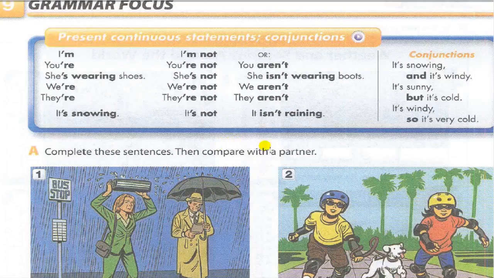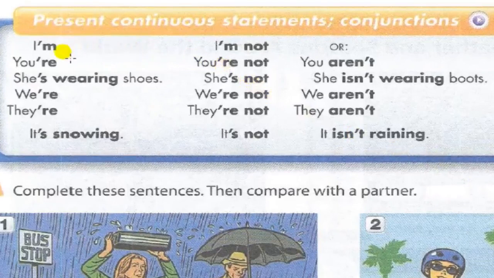Exercise number 9, present continuous. Page 26, exercise 9, grammar focus. Present continuous statements. Conjunctions. I'm wearing shoes. I'm not wearing boots. You're wearing shoes. You're not wearing boots. You aren't wearing boots. She's wearing shoes. She's not wearing boots. She isn't wearing boots. We're wearing shoes. We're not wearing boots. We aren't wearing boots. They're wearing shoes. They're not wearing boots. They aren't wearing boots. It's snowing. It's not raining. It isn't raining.